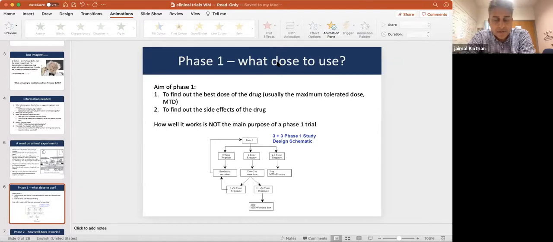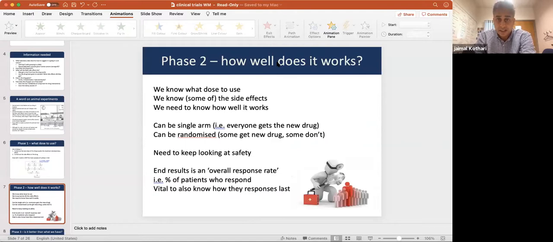And there are various and now more interesting mathematical models used to try and ensure that you keep people as safe as possible and you don't expose too many people if you think you're getting unexpected toxicities. So they've become increasingly clever over the last 5, 10, 15 years. But the key thing to say is that it's about the dose and side effects that are absolutely the key things that you want to find out from a phase 1 study.